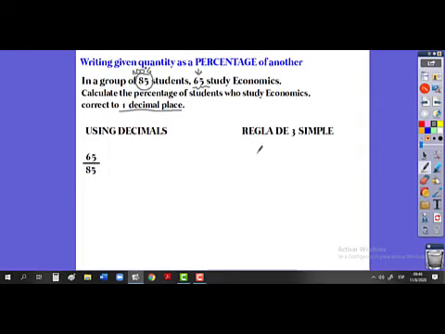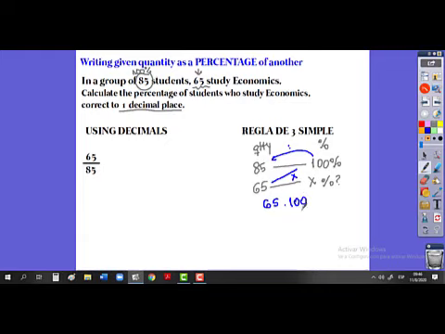So one way of doing it is using regla simple. We will have the quantities and the percentages. So if we know that 85 students represent 100%, and we want to know what percentage 65 students represent, we just write quantities on one side, percentages on the other side, and when we cross, we multiply, and when we go back, we divide. So we should do 65 multiplied by 100, all of that divided by 85.